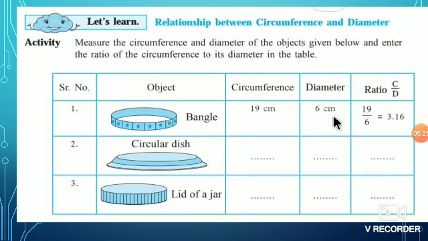19 centimeter, 6 centimeter diameter, and you can write the ratio of the circumference upon diameter and divide it. You know how to divide in decimal form. So divide it and write the decimal form of the quotient here. Measure the circumference of the plate or a dish, write here the diameter, and then find the ratio. Understood?